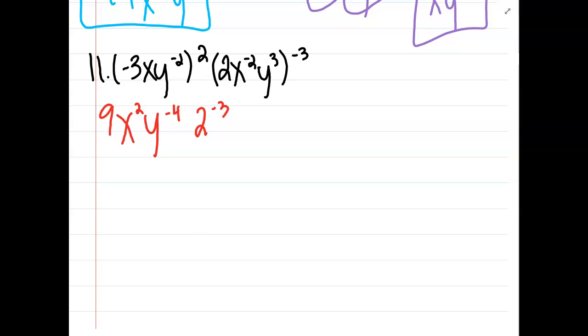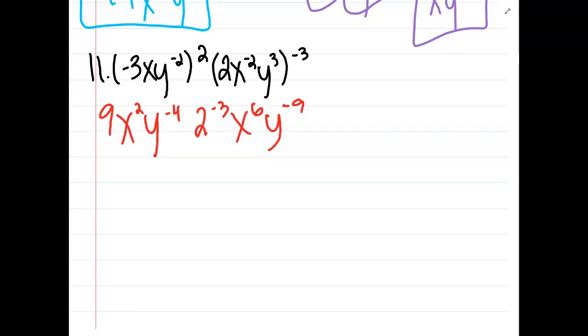Now, x to the negative 2nd to the negative 3rd, power of a power, you multiply these. So it would be x to the negative 2 times negative 3, which is a positive 6. Same thing with the y. Y to the 3 times negative 3 is going to be a negative 9.